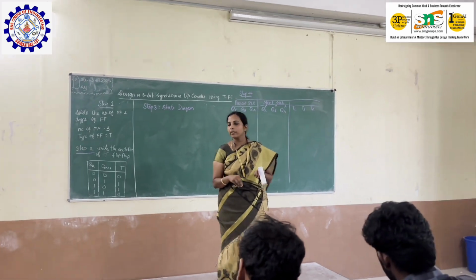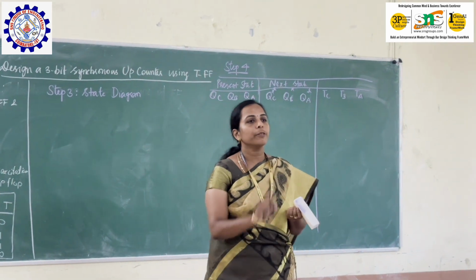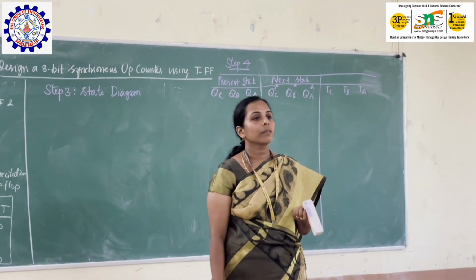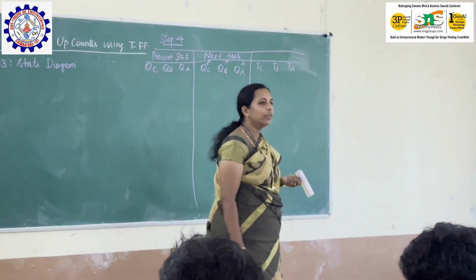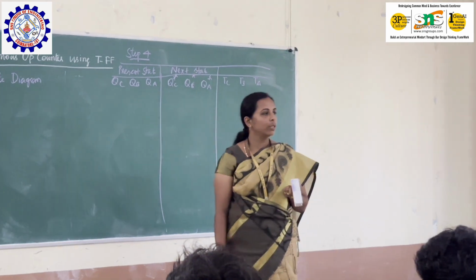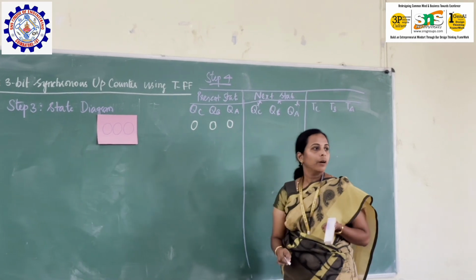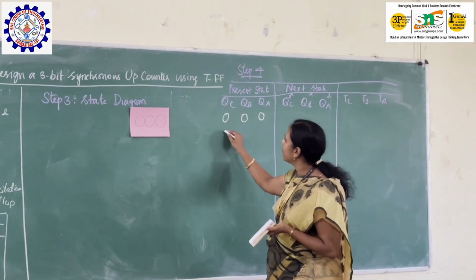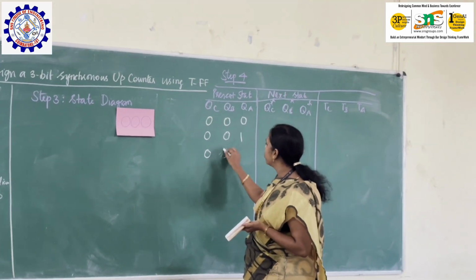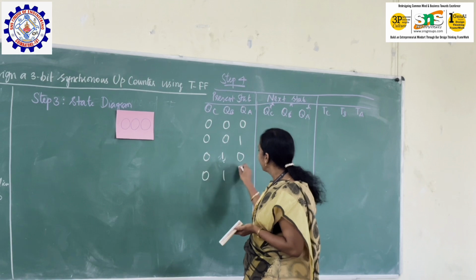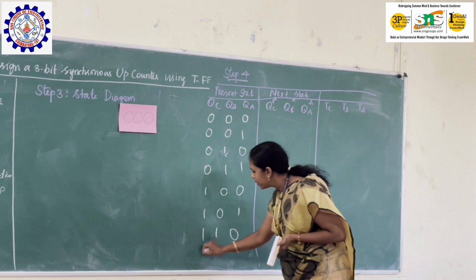You have all the states, all the 8 states with you. Now step 3 is to draw the state diagram. What is the first state? How many states are there? 000 to 111, 0 to 7, altogether 8 states. Since it is a 3-bit counter, the count will be 000, 001, 010, 011, 100, 101, 110 and 111.